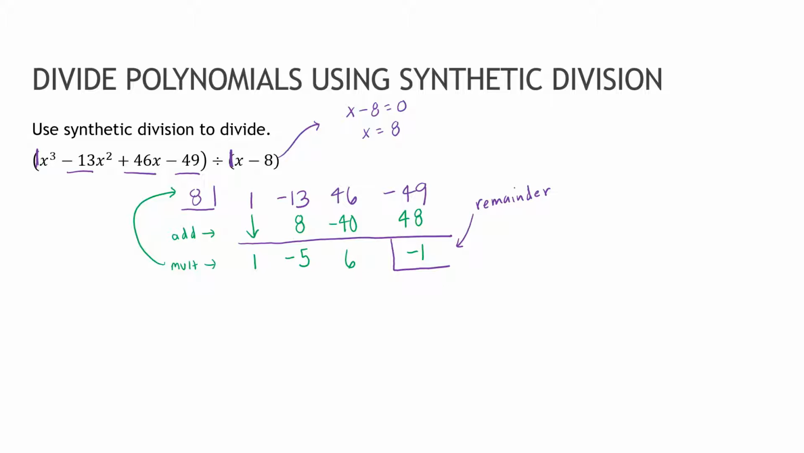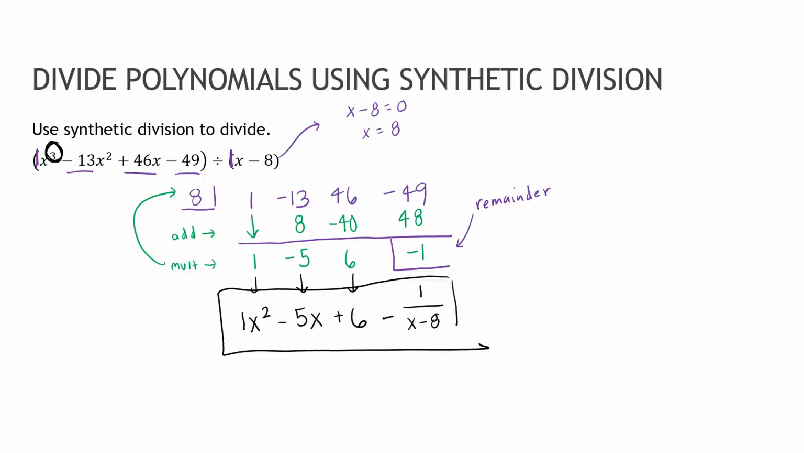I've followed a process, but what does that answer mean? Well, what that answer means is I'm going to start 1 degree below 3. So this means 1x squared. This is 1 degree less than that, so minus 5x. This is 1 degree less than that, so that's plus 6. This guy is the remainder, so I'm going to write minus 1 divided by x minus 8. So this was way easier than the way that we did this before.